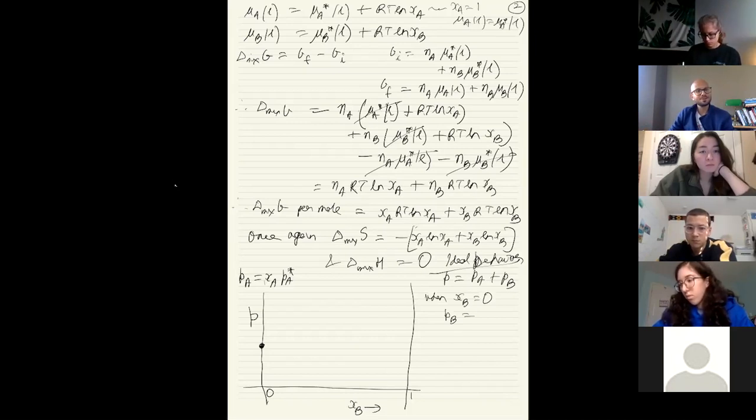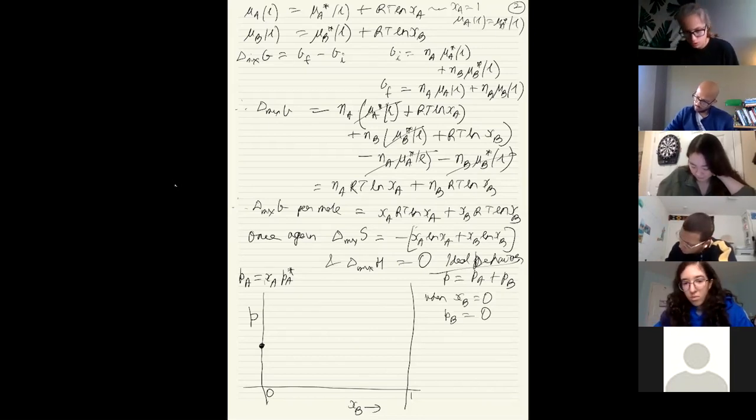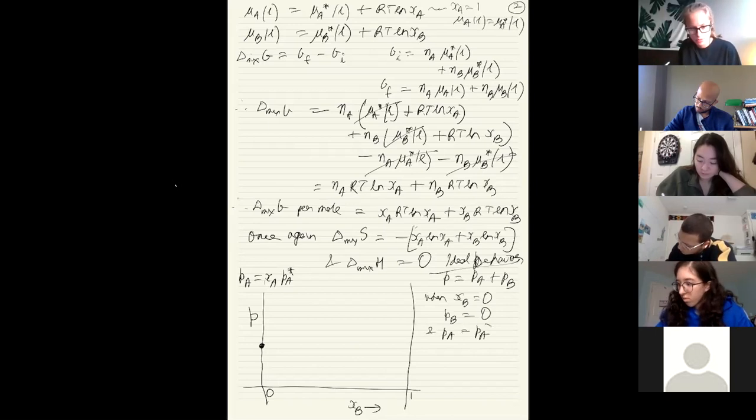When XB is 0, what would PB be then? What would be the partial pressure of B in a solution when there is no B? Precisely, there is no B. So at the end limit, it's always going to be 0. PB is equal to 0. This is true for both. So PB is equal to 0 and PA is equal to PA star. This is assuming we have ideal behavior.